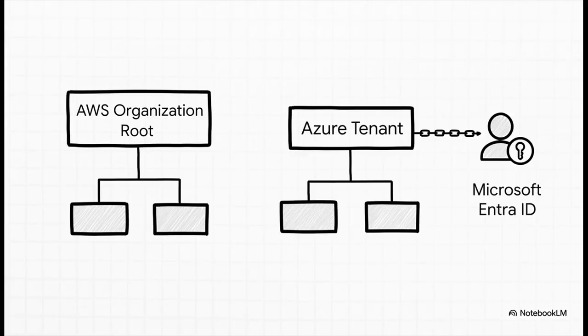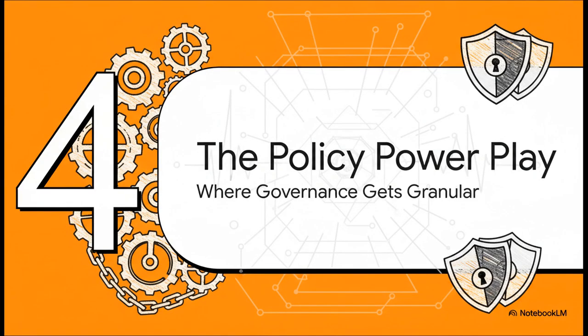So at the very, very top of everything, you have the AWS organization root or the Azure tenant. The whole thing lives inside one of these. And a really key thing to know about Azure is that the tenant is deeply tied to a Microsoft Entra ID instance. What that means is all your user identities and access controls for your entire cloud setup are managed from one central place.